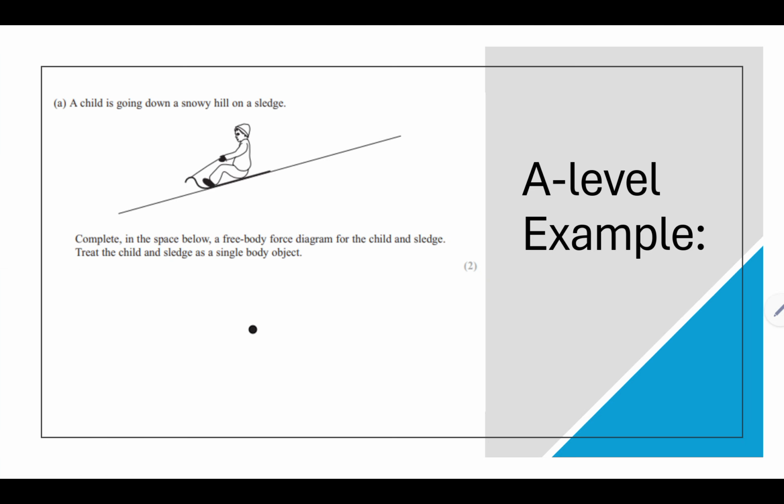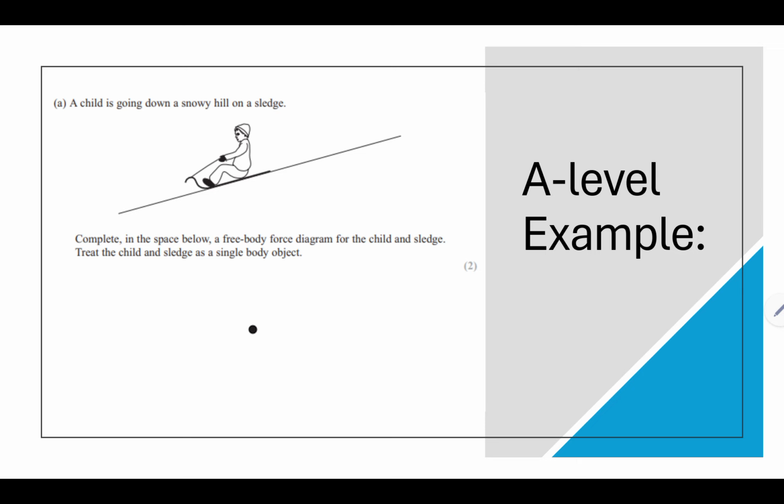The second example is an A-level example exam style question, where it states complete a free body force diagram for the child and sledge and treat the child and the sledge as a single body object. The child is going down a snowy hill on the sledge. So we know that as it is going down, and the child is on Earth, we know that regardless of the angle, there's always going to be gravity acting on the object.